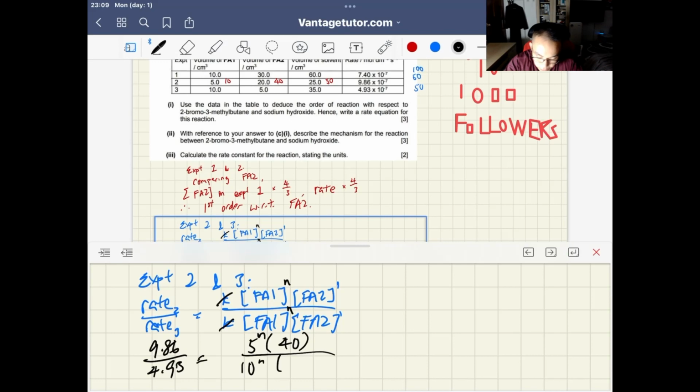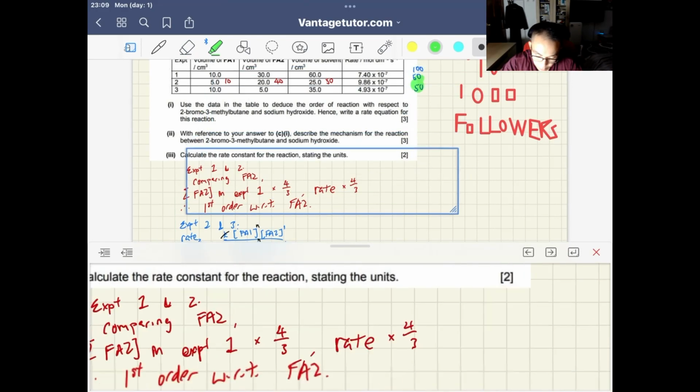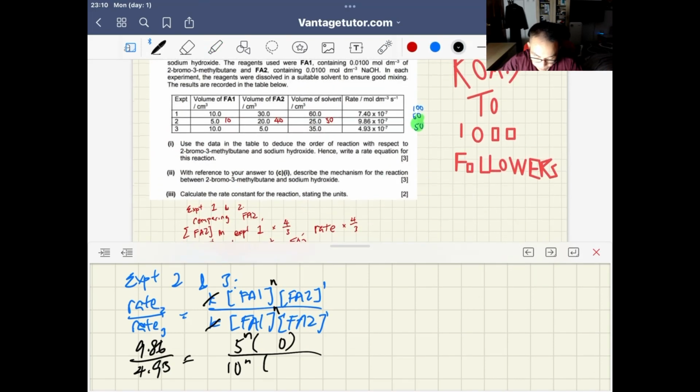It's not 40, it's 20, because I'm doing it in terms of total 50. What I mean by that is this part, this 50. Both are in terms of total 50. So let's go back. This is going to be 20 and this is going to be 5. So from here it's just math. Press my calculator: 9.86 divided by 4.93 times 5 divided by 20.